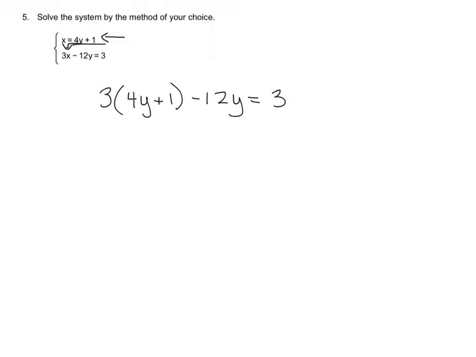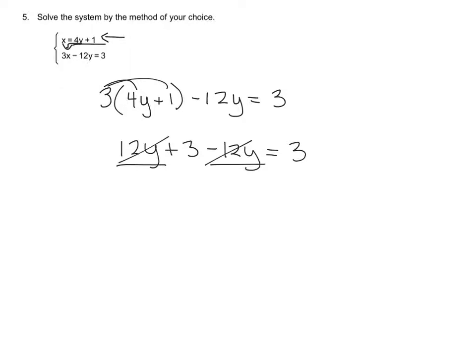And now I'm going to solve this equation. The first step is to distribute the 3 to both terms within parentheses. We have 12y plus 3, and then minus 12y equals 3. I'll combine like terms on the left side, so I have a positive 12y and a negative 12y. So these cancel because 12y minus 12y is 0. So I'm just left with a 3 on the left side and a 3 on the right side.